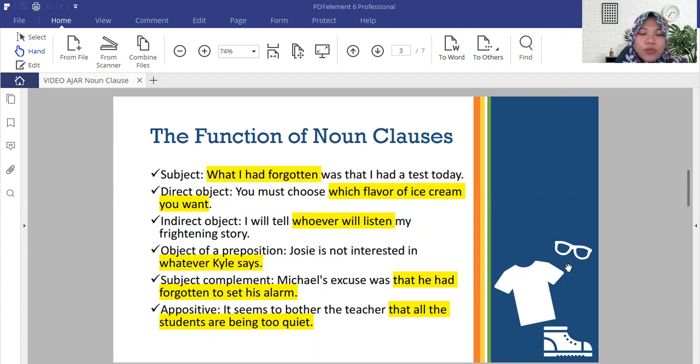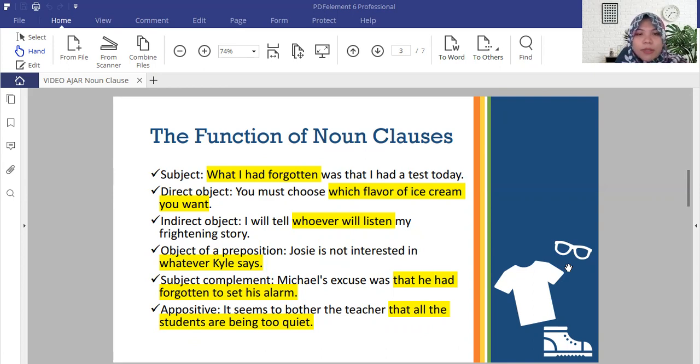So let's move on to the indirect object. I will tell whoever will listen to my frightening story. So this is called indirect object because the one who's going to listen to the frightening story is not defined yet. And the next, object of a preposition. Josie is not interested in whatever Kylie says. As its name, object of a preposition, the noun clause comes after the preposition, that is, in this case, in.